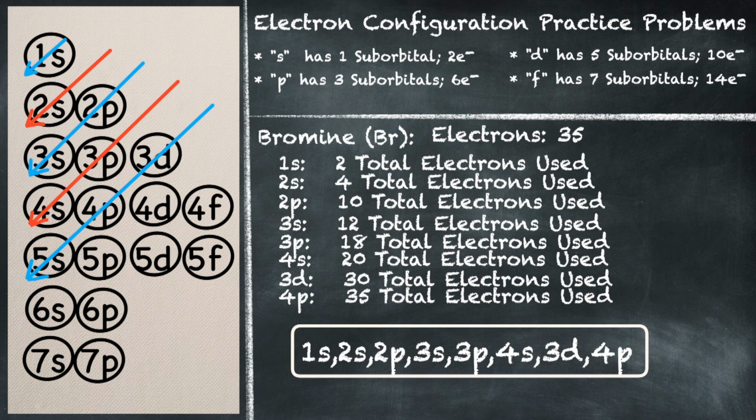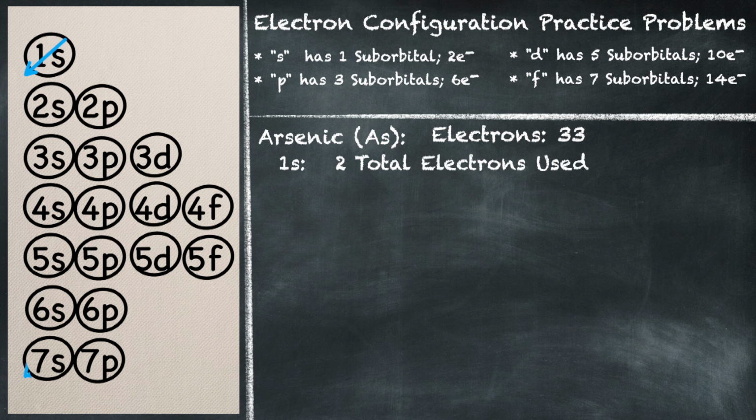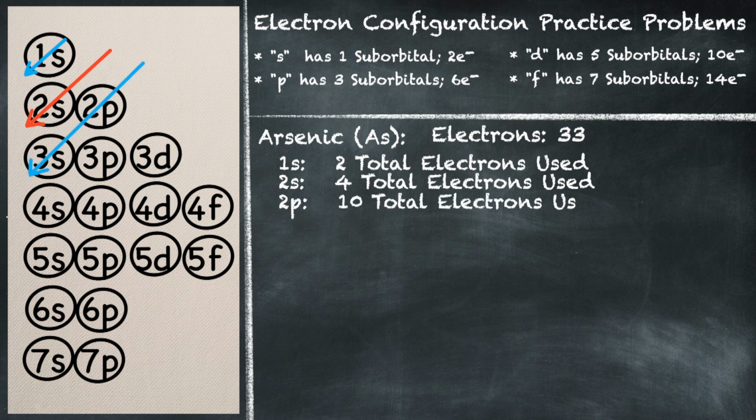Okay, so our last element is going to be arsenic. Arsenic has 33 protons. That means it also has 33 electrons. So we start out normally with 1s, and that's 2 electrons. Then we go to 2s. That's going to be 2 more electrons, giving us a total of 4 electrons. Then we go to 2p. That's going to fully fill up and give us 6 more electrons, so a total of 10 electrons.